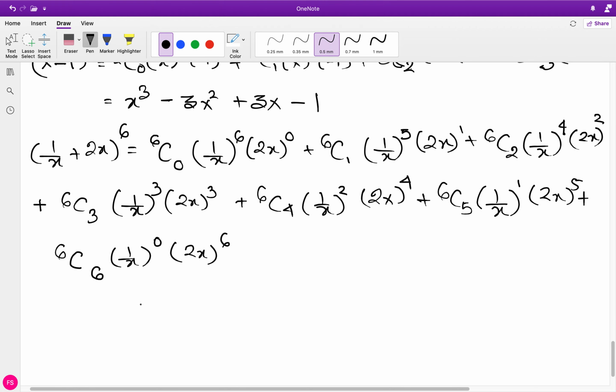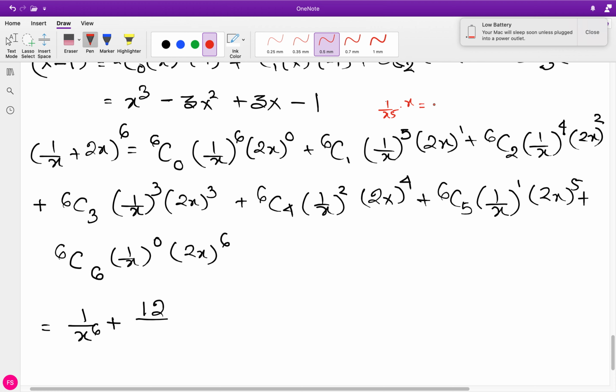Okay, now let's simplify. I know 6c0 is just 1. That's easy. The first term is just going to be 1 over x to the power of 6, plus 6c1 is 6. 6 times 2 is 12. This will give me 12 over. Now for the x, look at this. You have 1 over x to the power of 5 times x. This will give you x to the power of 1 minus 5, that is x to the power of -4, or it's also the same thing as 1 over x to the power of 4. I'm out of battery, just give me a moment. Okay, so then I can write 12 over x to the power of 4.